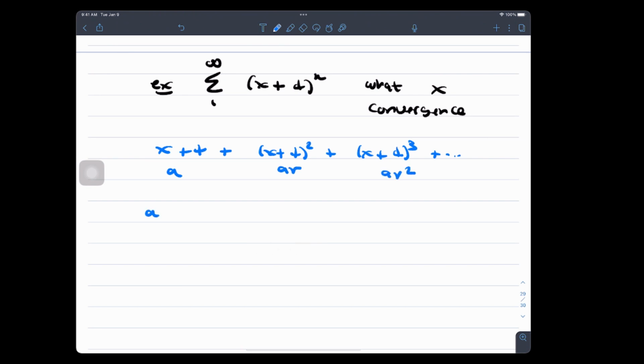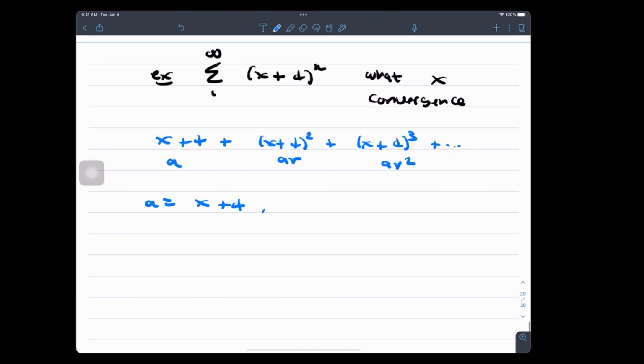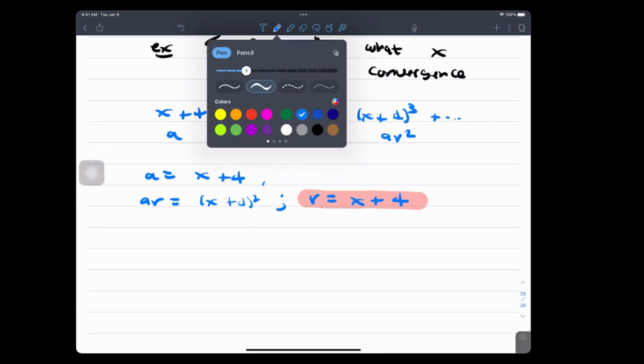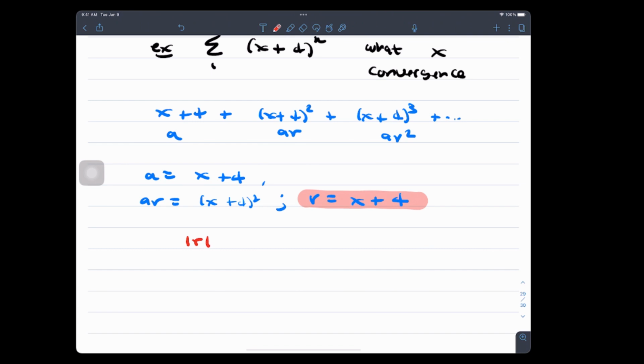You can double check that ar squared. You will get that. Well, this A is going to be what? x + 4. And ar, by the way, is (x + 4) to the second power. What does that mean about your R? What does R have to be? R has to be x + 4. That's the R value. So if that's the case, what's the deal? If you have the absolute value of that expression for R, if it's less than 1, you got convergence.